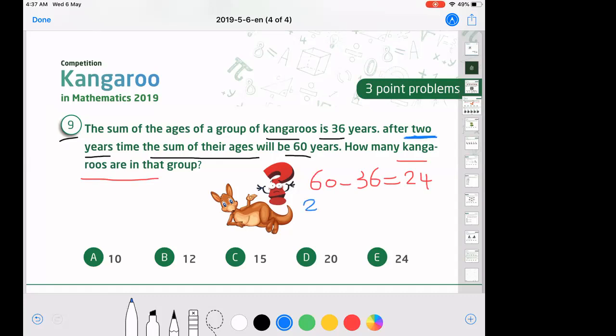So 24, it increased after 2 years. That means that we will have 12 kangaroos. So we have 12. That means if we divide 24 by the 2 years, the group had 12 kangaroos.